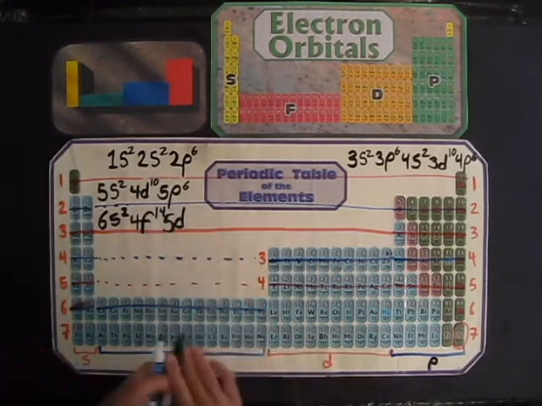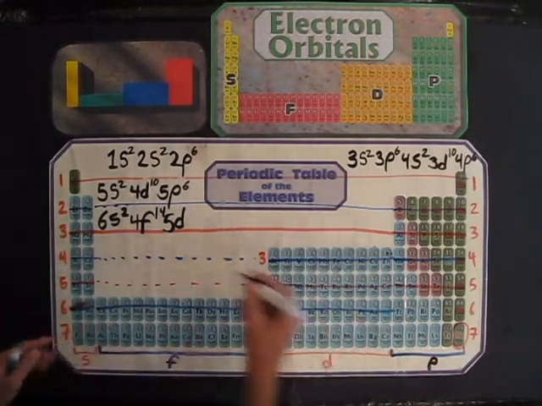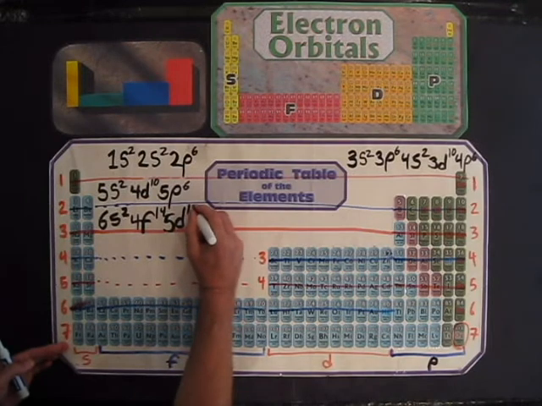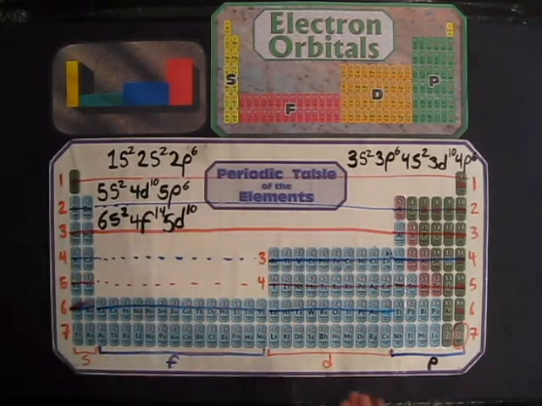And how many can a D orbital hold? Well, it can hold up to, just like the other ones, 10. So it doesn't matter that you're at a new energy level. D orbitals always hold the same number. P orbitals always hold the same number.